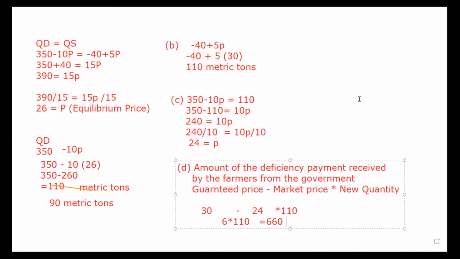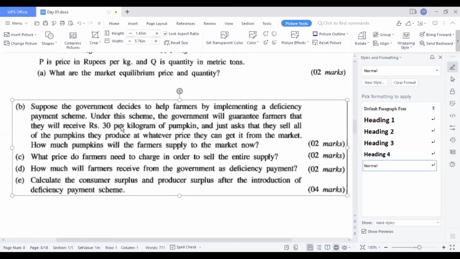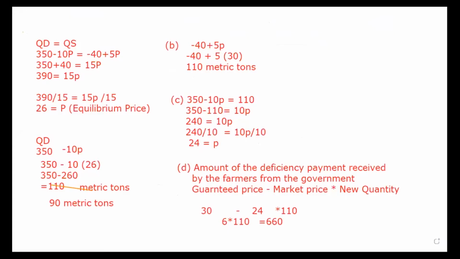Then we move on to the next part of the sum, E. What is our E? In E we have to calculate the consumer surplus and producer surplus after the introduction of deficiency payment scheme. Now I need to find the consumer surplus and producer surplus. For this, you need to know the formula of these two. What is the formula for consumer surplus, guys? You already know it. You might have learned this. So write the formula here.